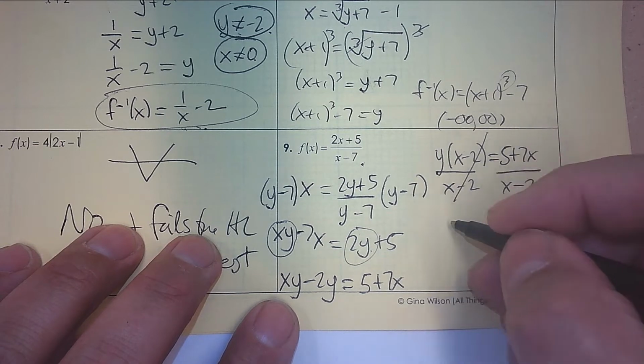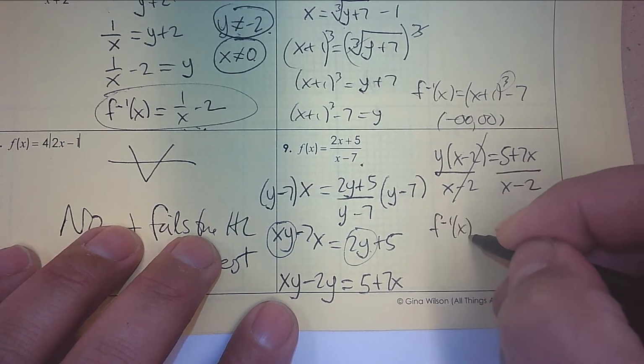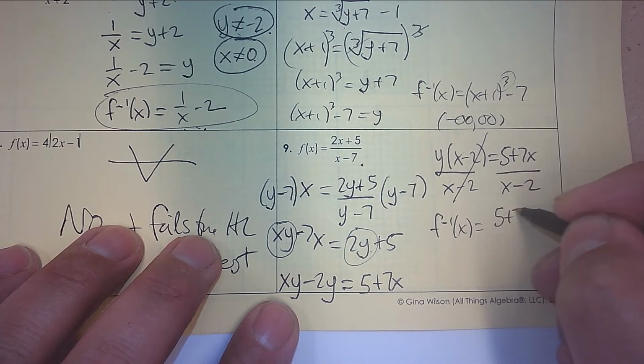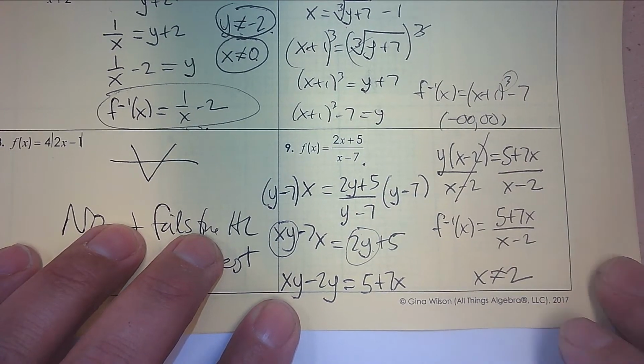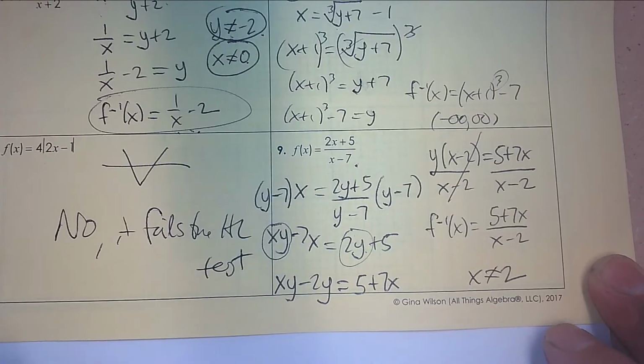So the symbol for inverse is that little -1. So it's 5 plus 7x over x subtract 2. Look at the denominator. What can x not be? And the answer is x can't be 2. Turn the page.